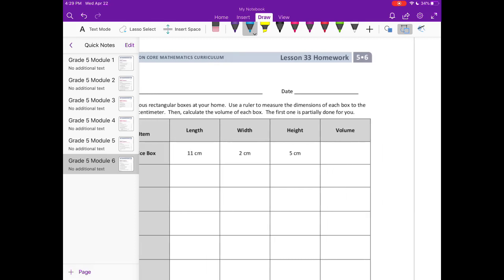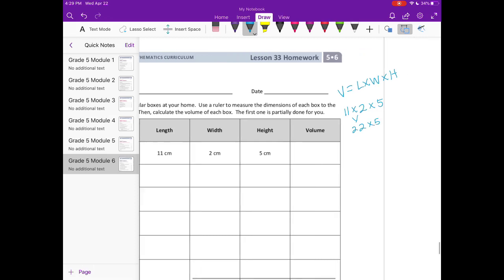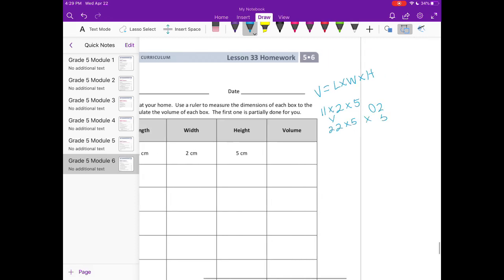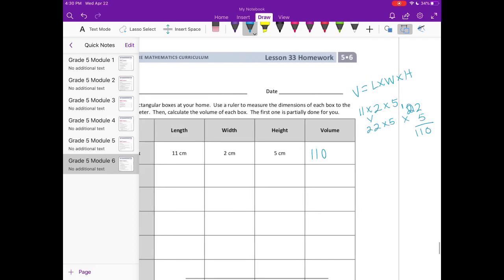So remember that volume equals length times width times height. So we need to do 11 times 2 times 5. 11 times 2 is 22, and 22 times 5 is 10. Oh, I multiplied wrong. 2 times 5 is 10, carry the 1. 2 times 5 is 10 plus 1 is 11. So the volume is 110.